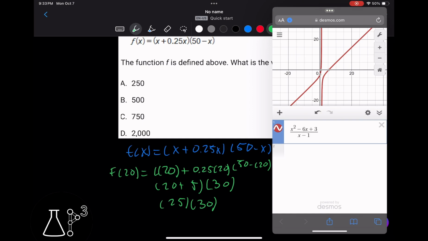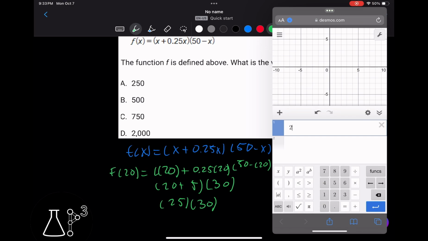The good thing about decimals is that you can plug that in. So instead of doing the math on paper, let me rewrite this. I can do 25 times 30, and that equals 750. So the answer is C.